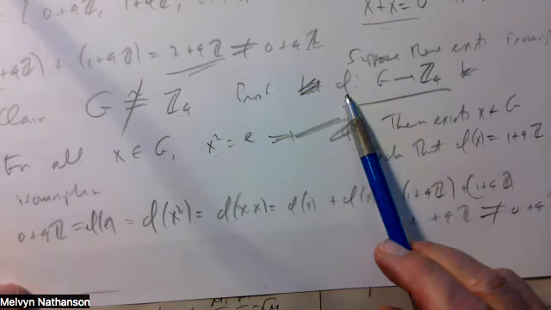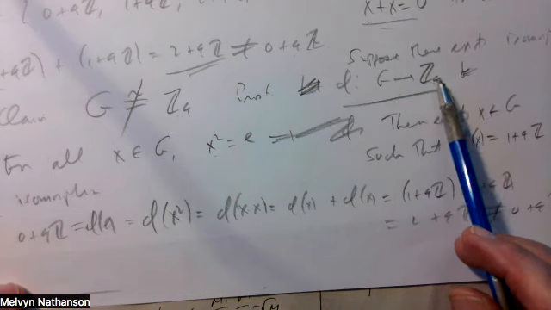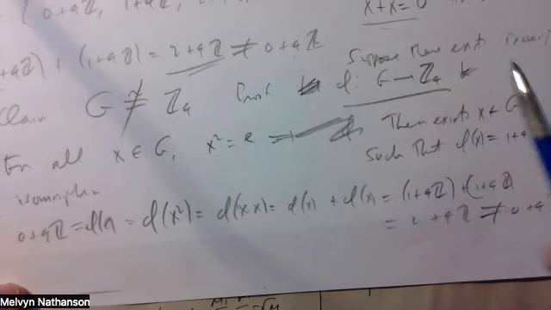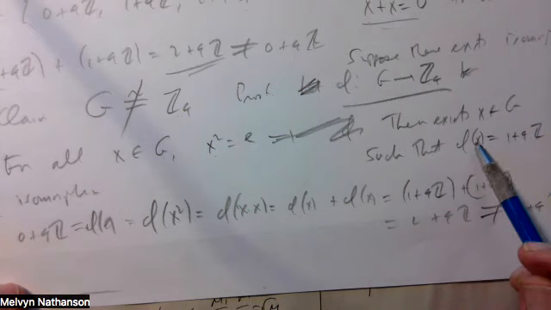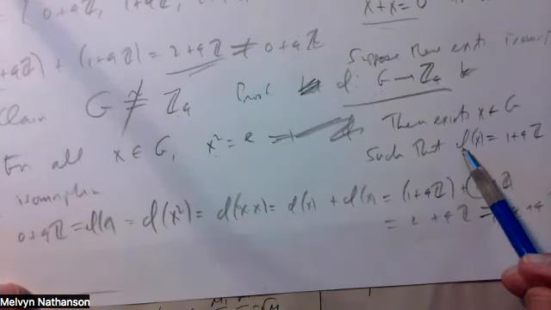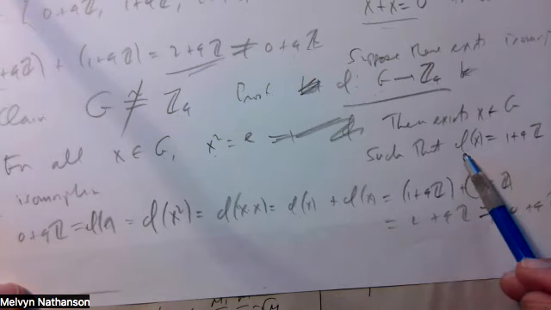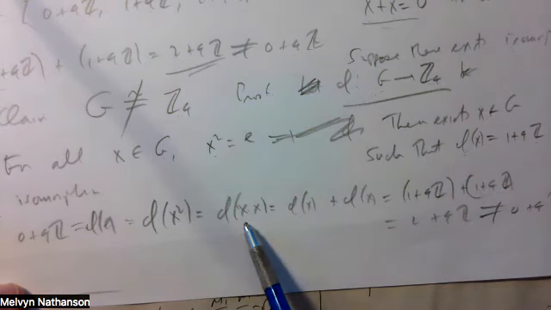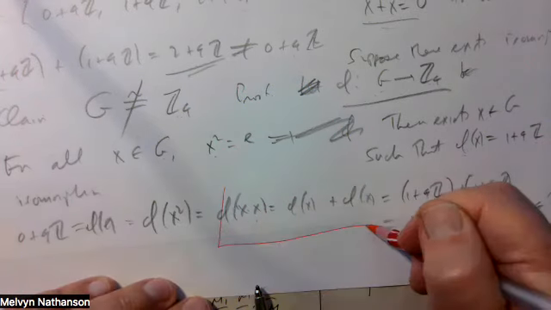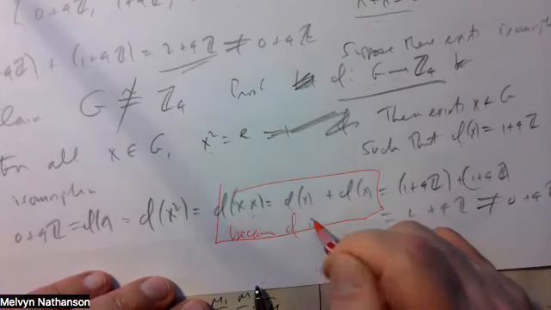If there existed an isomorphism between the group of symmetries of the rectangle and the additive abelian group of congruence classes mod 4, then if I take any congruence class, 1 plus 4Z, there's some element x that gets mapped by phi to 1 plus 4Z. There's some element x in the group such that phi of x is 1 plus 4Z. But phi is an isomorphism. So phi of x times x is phi of x plus phi of x, right? Because phi is an isomorphism.